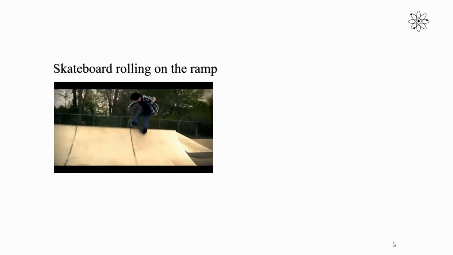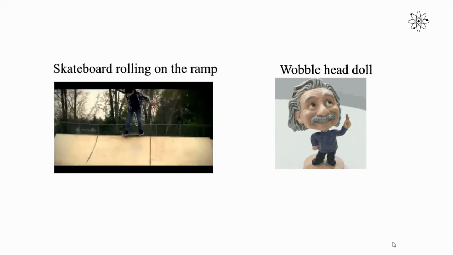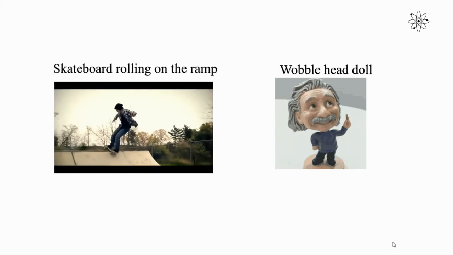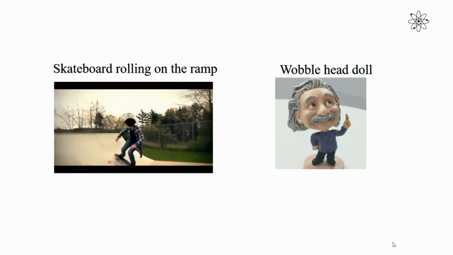So students, with the help of knowledge of the conservative force, we can explain the principle behind a skateboard rolling on a ramp. Here, the gravitational force is the conservative force which is responsible for the skateboard rolling on the ramp. Similarly, in the wobble head of the doll, a spring is fixed. So the spring force is responsible for the wobbling head of the doll.